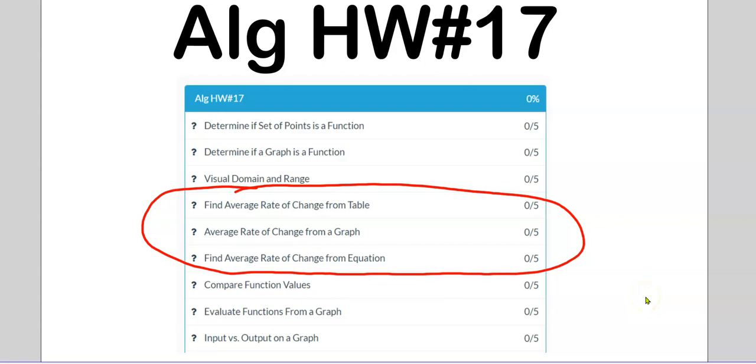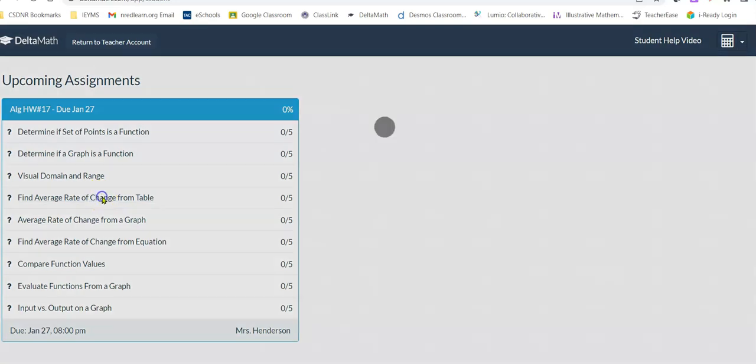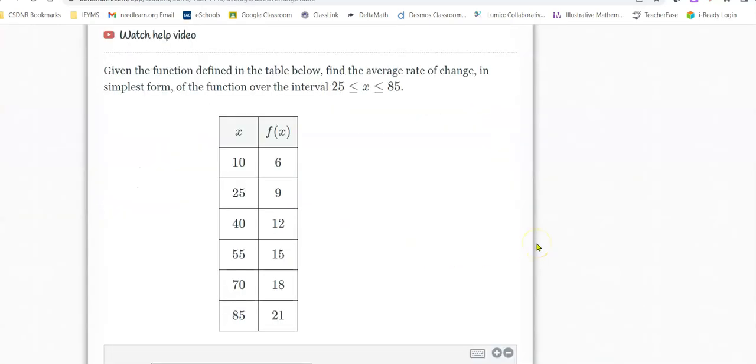This tutorial will only cover finding the average rate of change from tables, graphs, and equations. For these other 6 items, you can find them in previous homework assignments, and you can go back and look those up. So let's get started here with finding the average rate of change from a table.